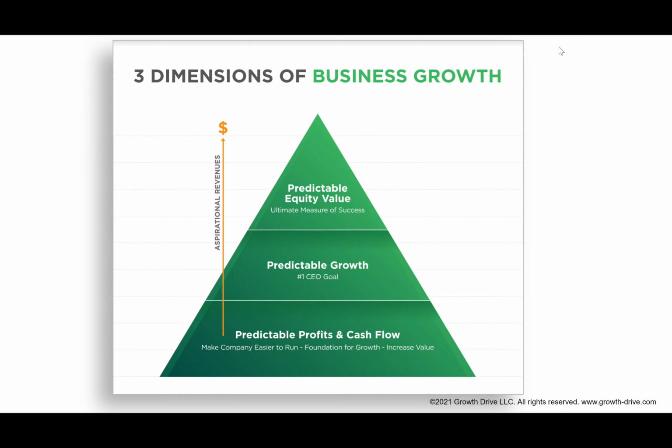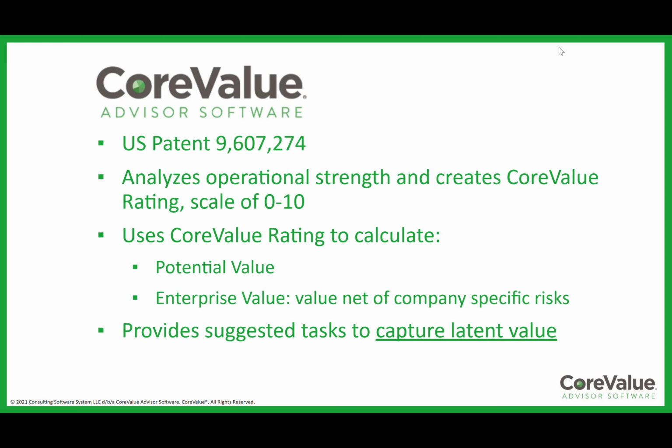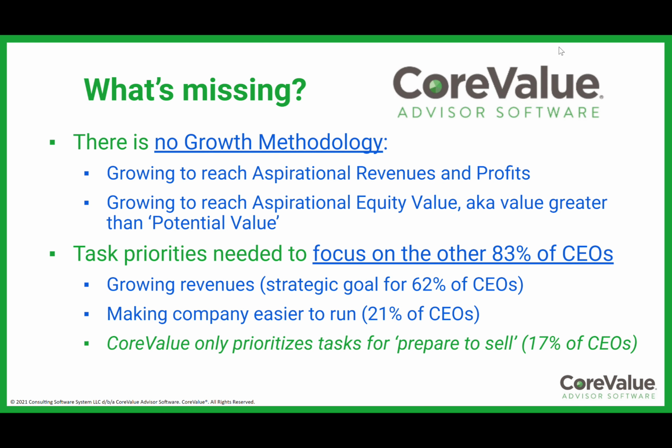The methodology is built around the three dimensions of business growth. That's predictable profits and cash flow, predictable growth, and predictable equity value. Now, Core Value software is patented and can help you understand the drivers of value inside a business. But what's missing from the Core Value methodology is a growth methodology. You want to help your client reach aspirational revenues, profits, and equity value.